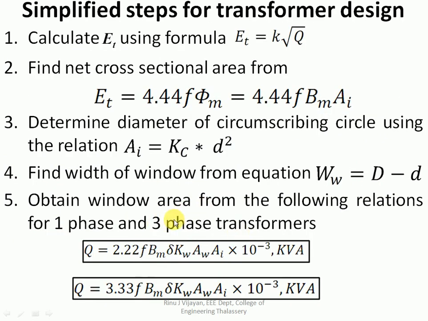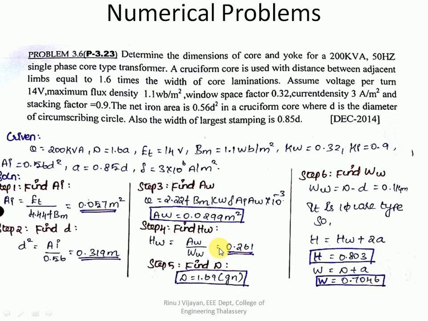In the next step we have to find the value of window area. Window area is indicated as AW. It can be easily found from the output equation of both single phase transformer as well as three phase transformer. In our case it is a single phase transformer, so we can determine the value of AW by using this relation. All the parameters BM, KW, del, AI have been determined. The value of AW is unknown. The value of Q is given as 200 kVA. So the only unknown is AW, which can be easily determined from this relation as 0.0299 meter square.